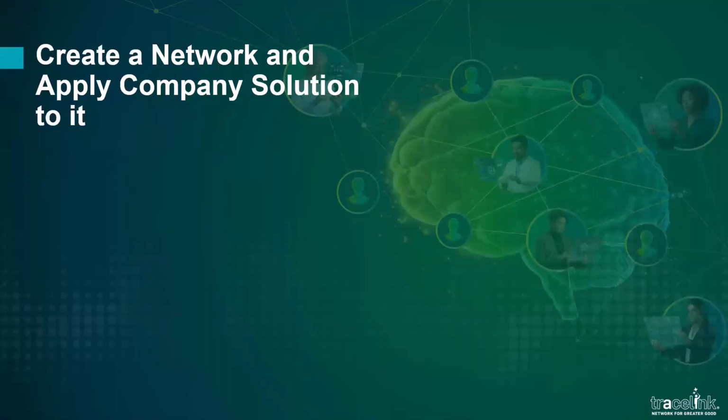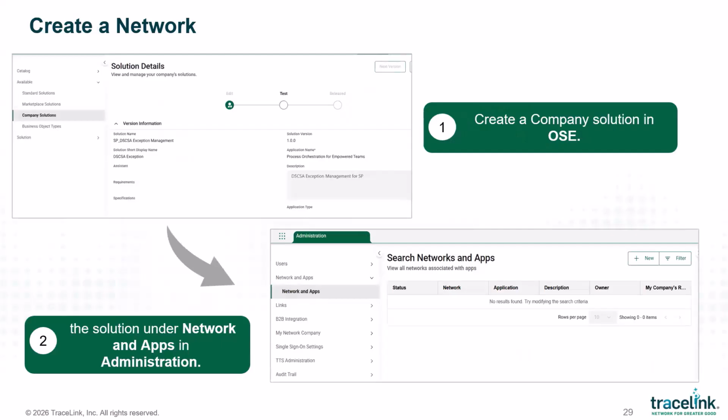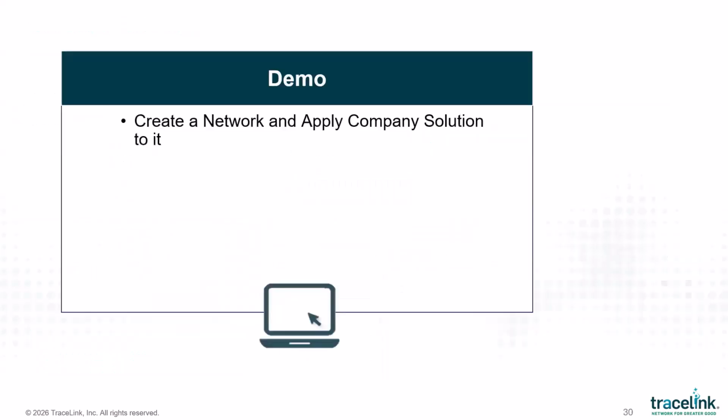Now that we've created our solution, let's now create a network and apply the company solution to it. Now that the company solution is created in OSE, we need to create a network and apply the solution against the network. This makes the network run with the correct solution configuration, data model, pages, workflows, roles, and policies. We're now going to create a network and apply the company solution to it.